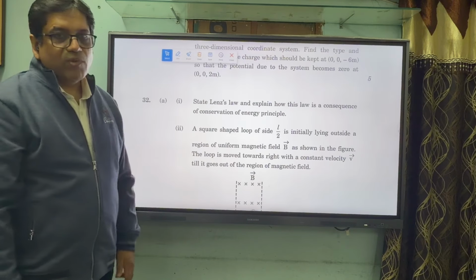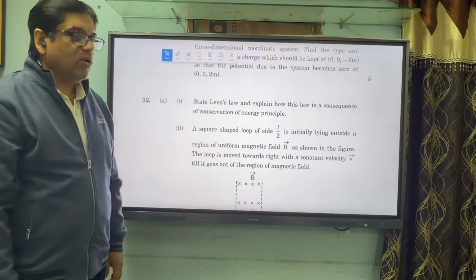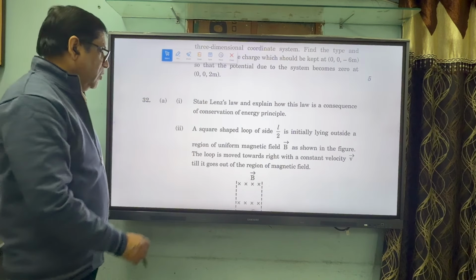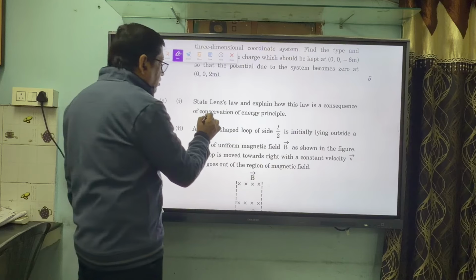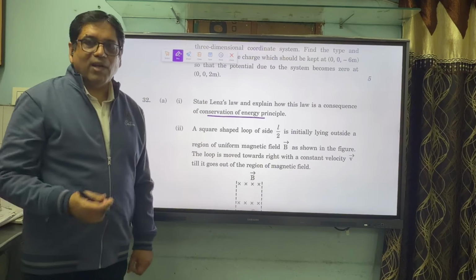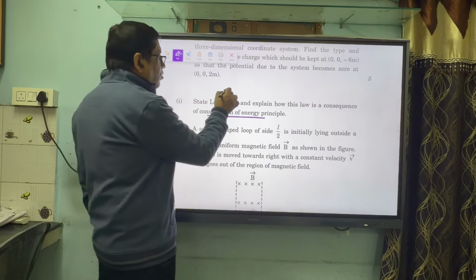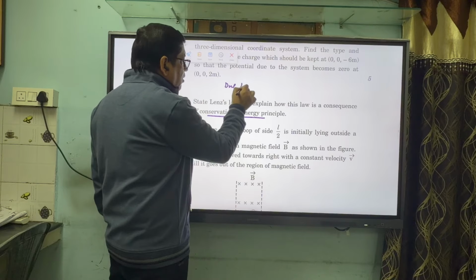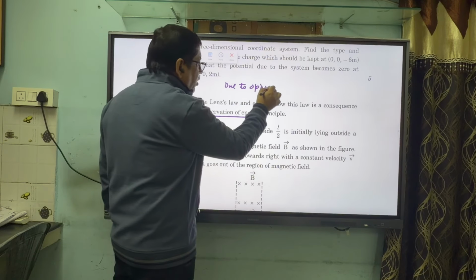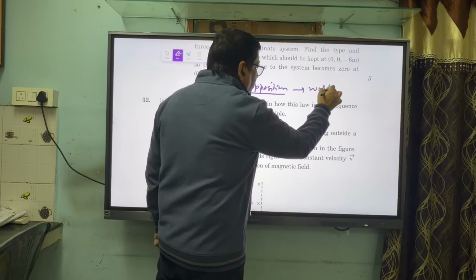State Lenz's law. Lenz's law says that the direction of induced EMF is such that it always opposes the cause of its production. How does it obey the law of conservation of energy? Because Lenz's law says that the induced EMF, the induced current, will always oppose the cause of motion. Due to this opposition, we have to do some work. Due to opposition by the induced current, we have to do some work.